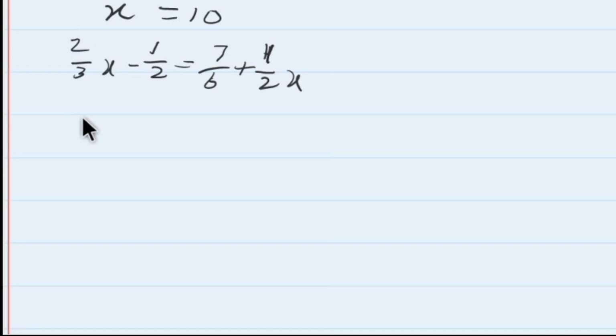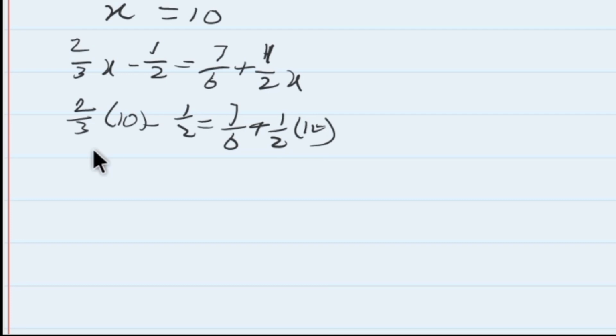So this is our original equation. We replace x by 10 to check if our solution is true or not. So we replace x by 10, 7 over 6. Again we replace x by 10. So 2 times 10 is 20 over 3 minus 1 over 2, and 7 over 6 plus 2 ones are 2, 2 fives are again 10, so we are left with 5.